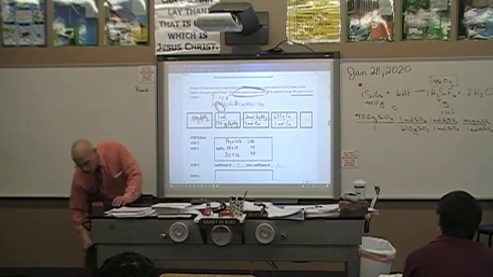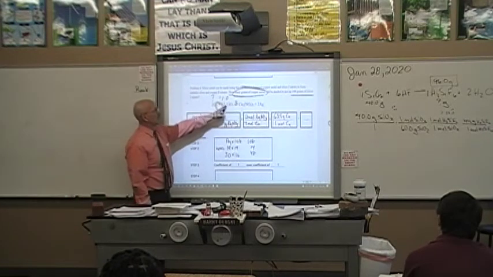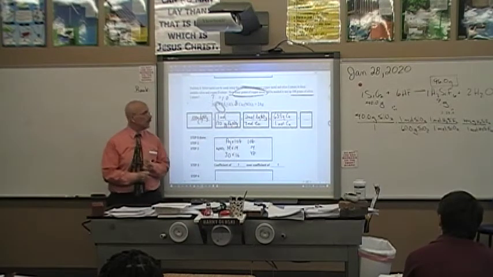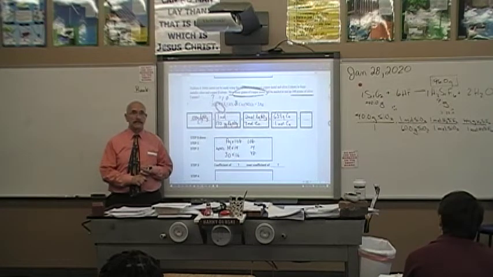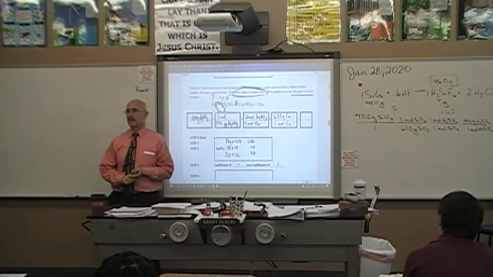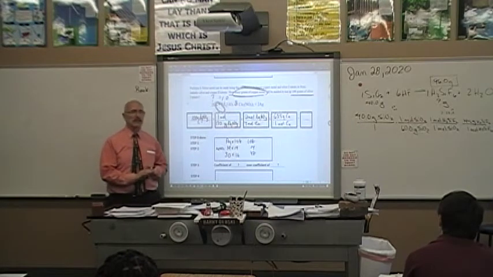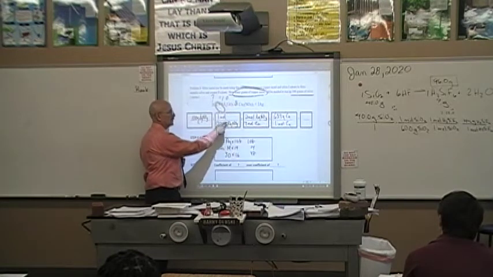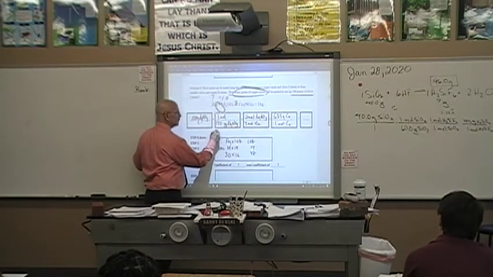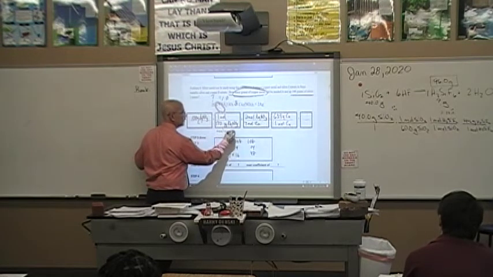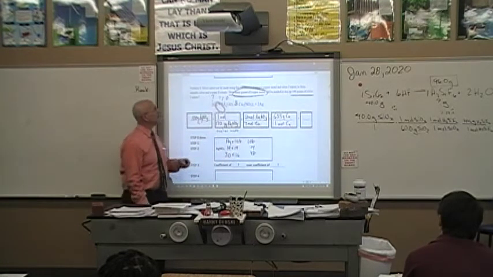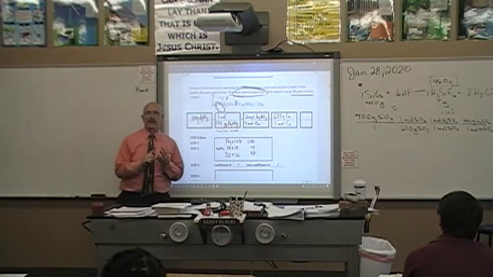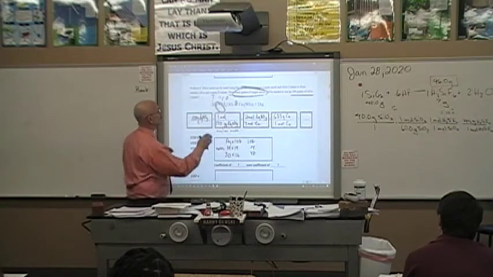Number 2, I need a molar mass for this stuff, AgNO3. So I'm going to add up 1 silver, 108, 1 nitrogen, 14, and 3 oxygens, which is 16 times 3, 48. So 48 plus 14 plus 108, I got 170 grams per mole. This is the molar mass of AgNO3. Okay?